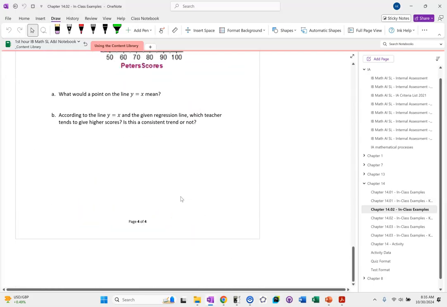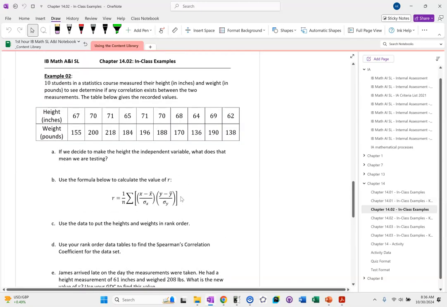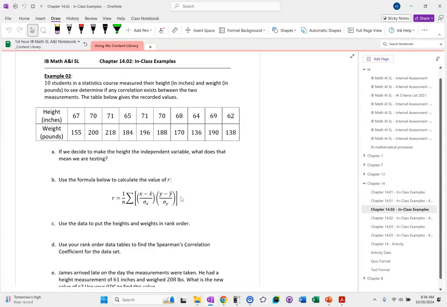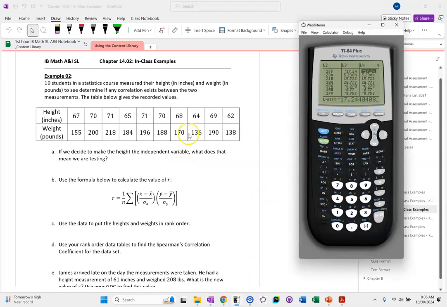Let's see here. All right. So where's my pen? All right. So let's say we're finding the Spearman for this one. This is just from the in-class examples. Notice this data set here is exactly the same data set we were just working with. Did you guys notice that?